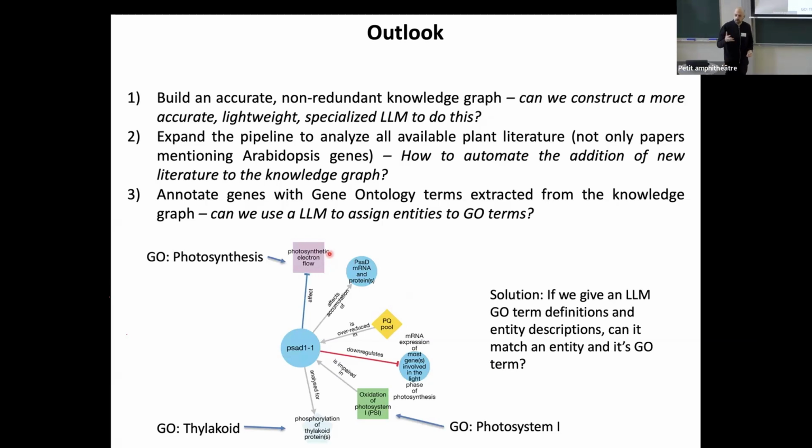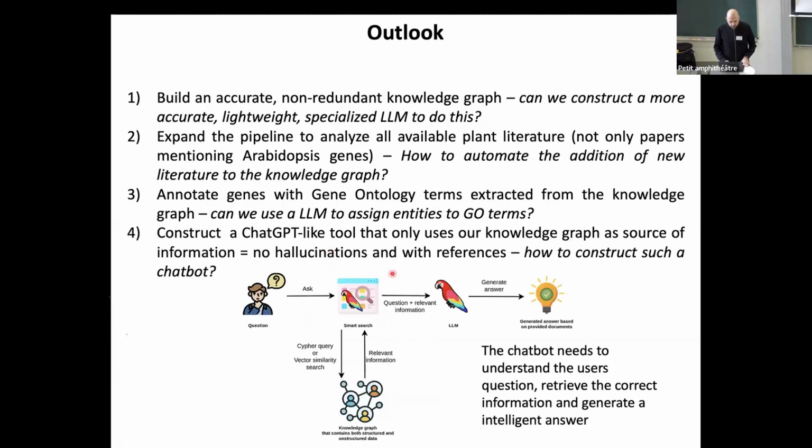We can provide large language models with definitions for the gene ontologies. We can then provide a large language model with an entity and its description, and then ask it, well, which GO do you think this entity represents, right? And we could do it in a high throughput fashion.